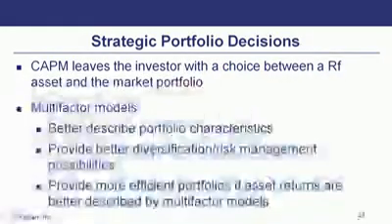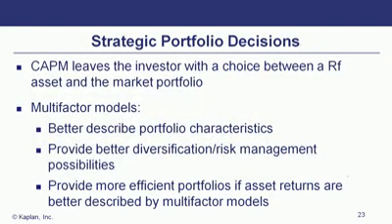So the CAPM leaves the investor with a choice between the risk-free rate and the market portfolio, right? So everyone's going to invest in the same thing. It's going to be this market portfolio, the risk-free asset, and we get to choose where in there we want to be. That's what's going on with the CAPM. With multi-factor models, we get a better description of portfolio characteristics. Well, we're sensitive to PE, or we have a portfolio that is betting that large firms are going to outperform.